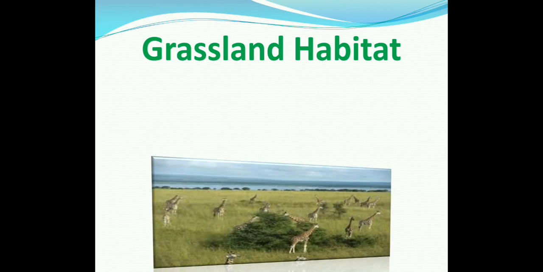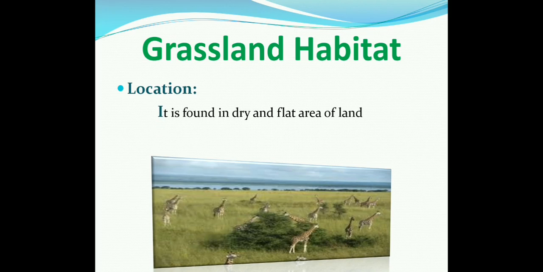The third type of habitat is the grassland habitat. The grassland habitat, like you see in the picture, is located in dry and flat areas of land. Dry means there is not much water, and flat means no rocks or mountains. So the grassland is found in dry and flat areas of land.